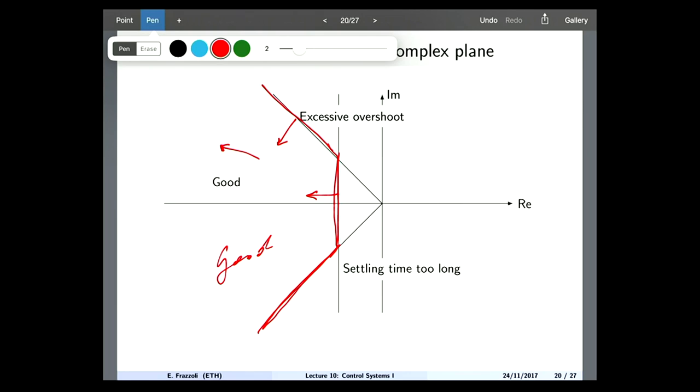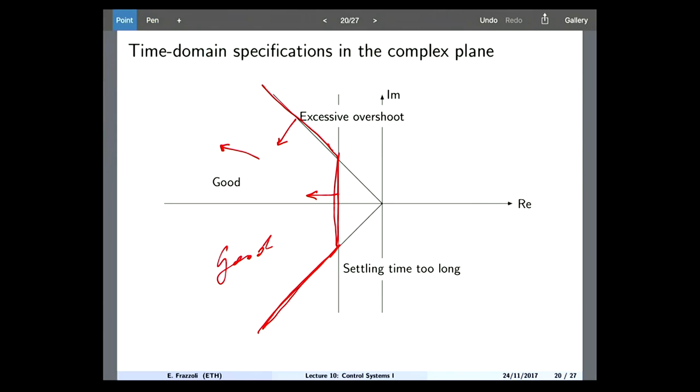Now, the exact values depend on the design. You can say that this is negative 0.2, whatever, right? If you want your system to be faster, this can be negative 2. Typically a good value for damping is 0.7, okay? But all these things depend on the specifics of your design, okay? But in general, this is what the time domain specification leads you to. So just make sure that the closed loop poles are somewhere within this red region, okay?